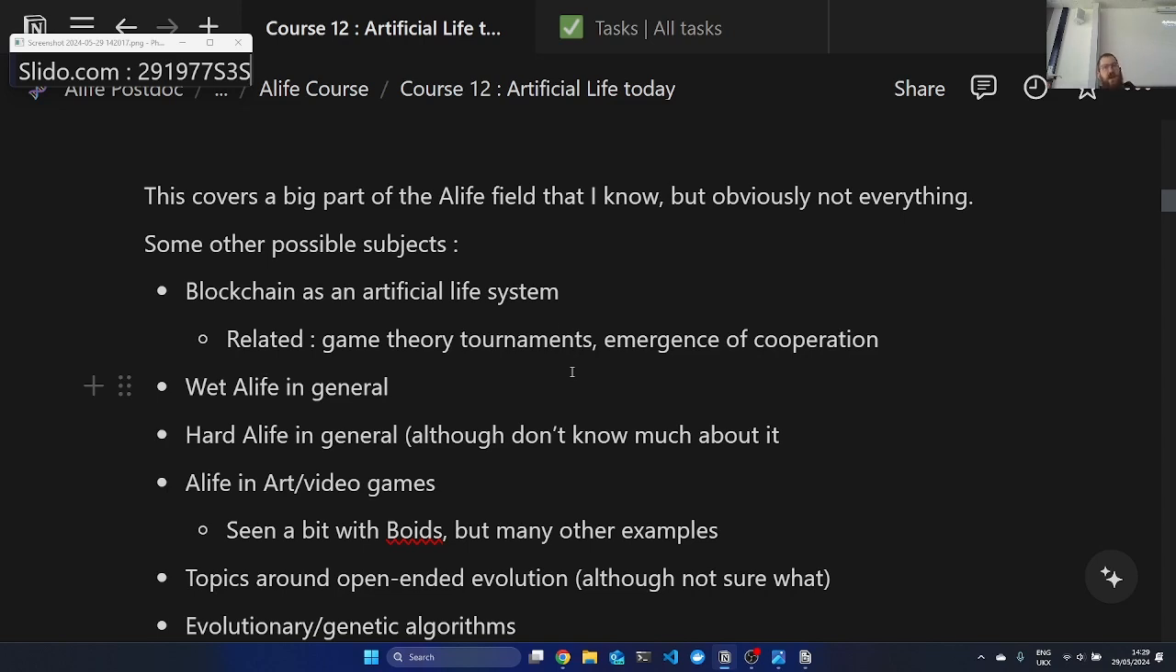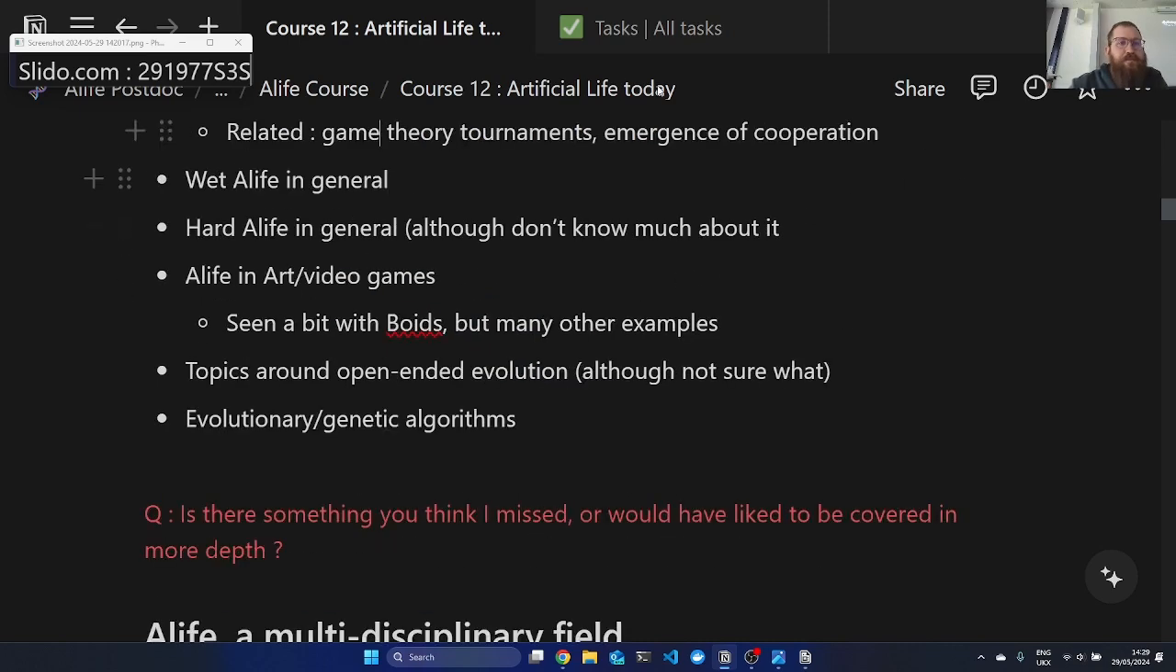Just like in real life, in practice, the cells had to cooperate to create these big organisms. So it's related to life in this sense. So this could be an interesting subject, but I don't know enough about it to give a course. But I will link a video which is very nice on this.